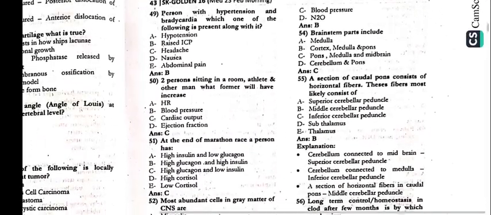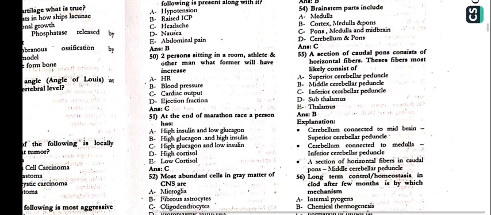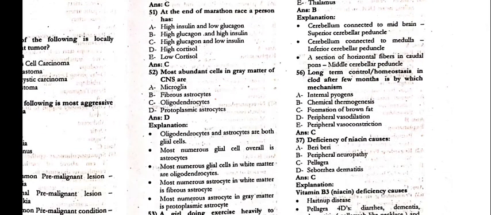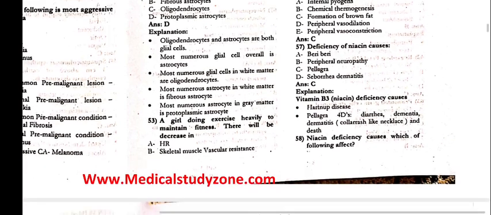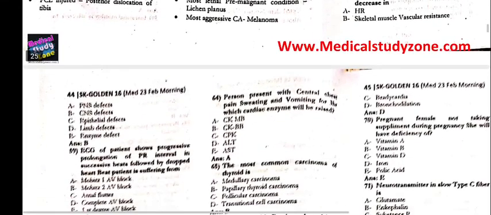Next, 54, the brain stem parts include the pons, medulla and the midbrain. 55, the section of the caudal pons consists of horizontal fibers. These fibers most likely consist of the middle cerebellar peduncles. 56, long term control of homeostasis after a few months is by which mechanism? The formation of the brown fat. 57, the deficiency of niacin causes pellagra. 58, niacin deficiency causes which of the following? The CNS defects.